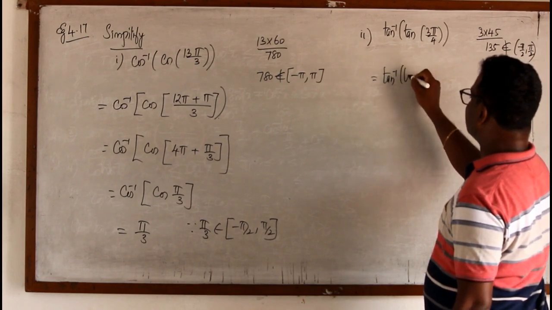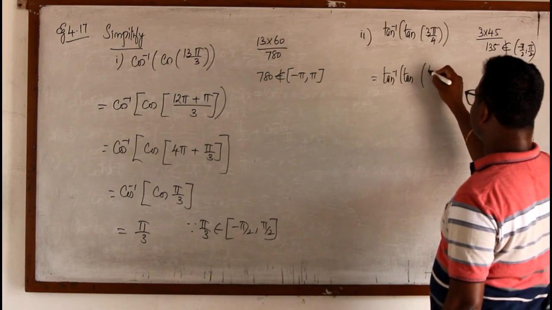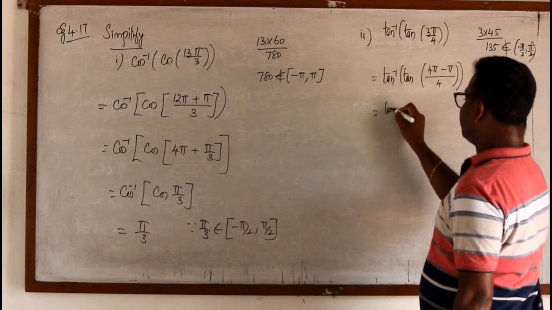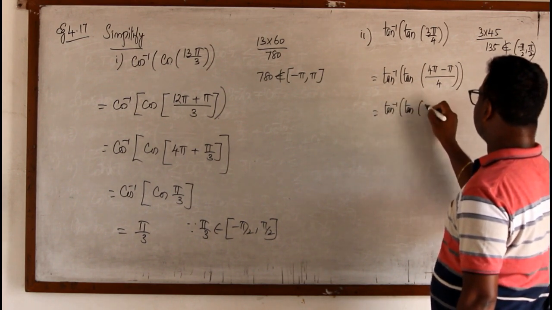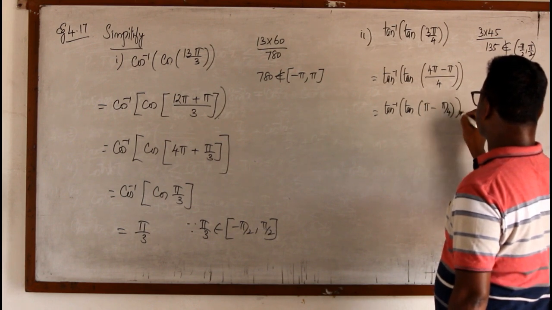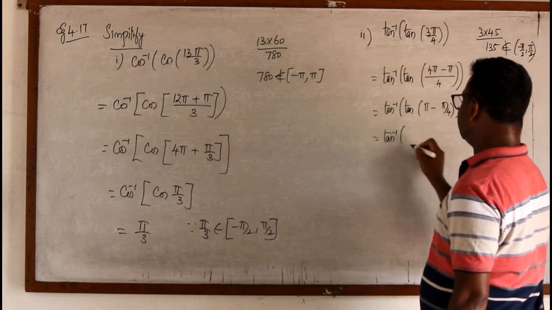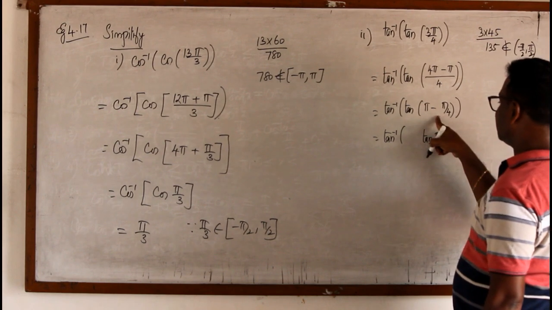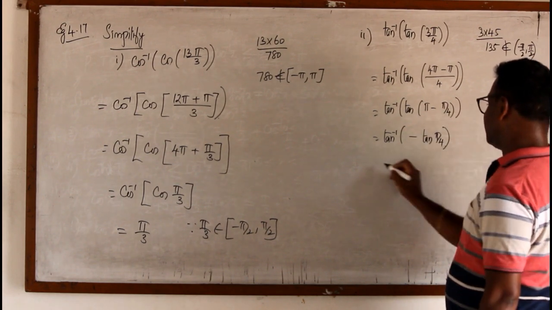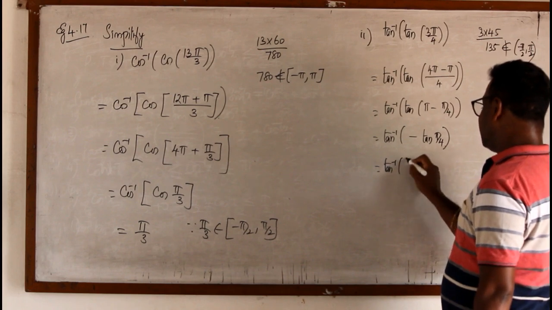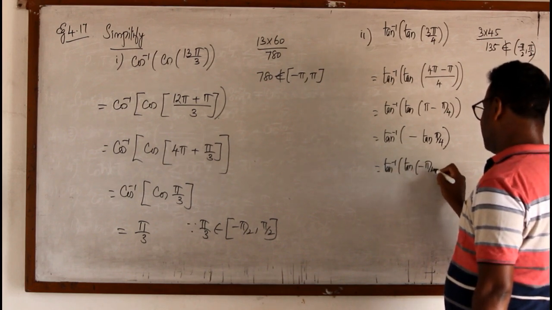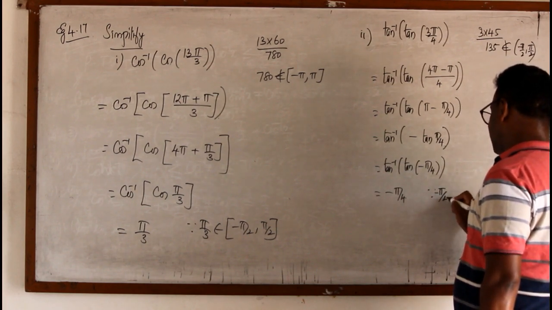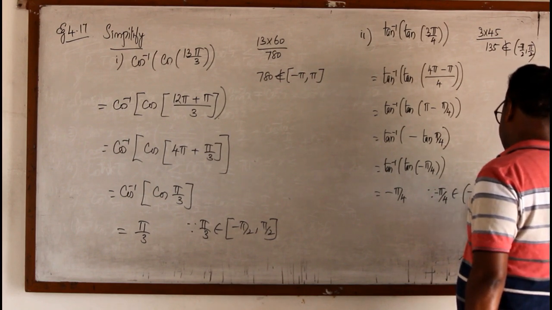So we shall write tan inverse of tan of 3 pi by 4 can be written as 4 pi minus pi by 4. When we divide separately, this becomes tan of pi minus pi by 4. Now tan of 180 minus theta, no change, so tan pi by 4. But second quadrant, tan is negative. This is tan inverse of tan of minus pi by 4. Therefore, tan and tan inverse cancel. It is minus pi by 4. Since minus pi by 4 belongs to minus 90 to plus 90.